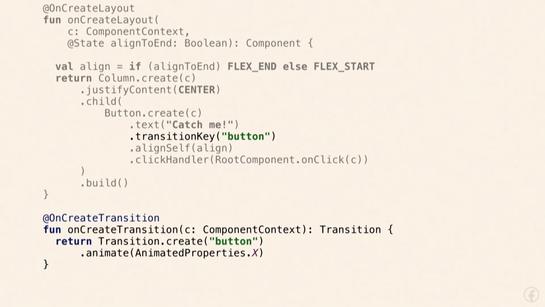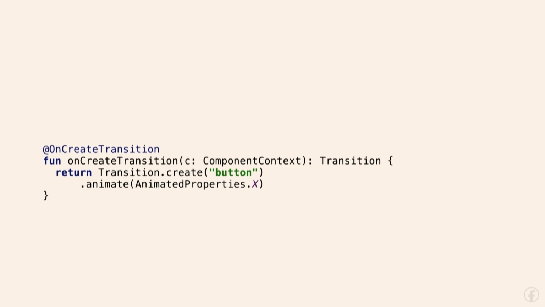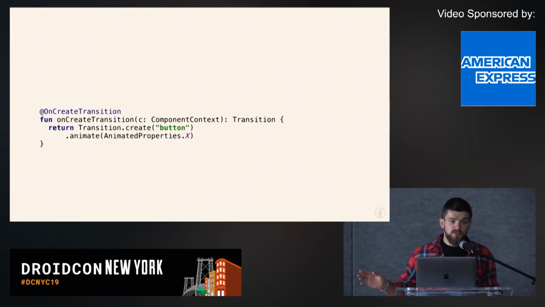And we just say: observe property X. If this X changed, animate me. This method returns a transition, and it will be called on every onCreateLayout. And here is a tricky question. Sometimes you will have other on-event handlers, other interactions with your UI, and not every time your state will change. Obviously, when you're just looking at the X property and it didn't change, you won't animate anything.